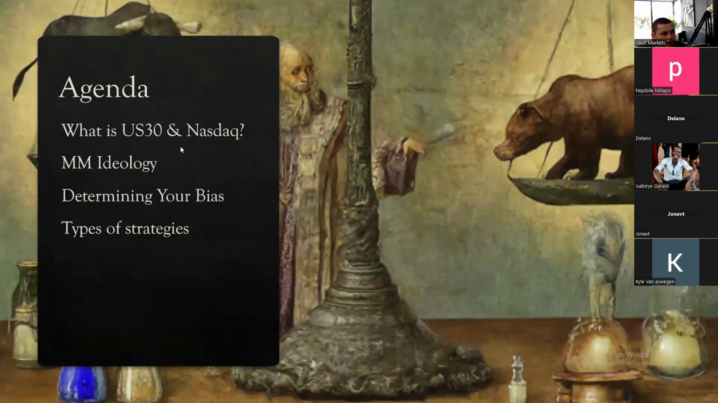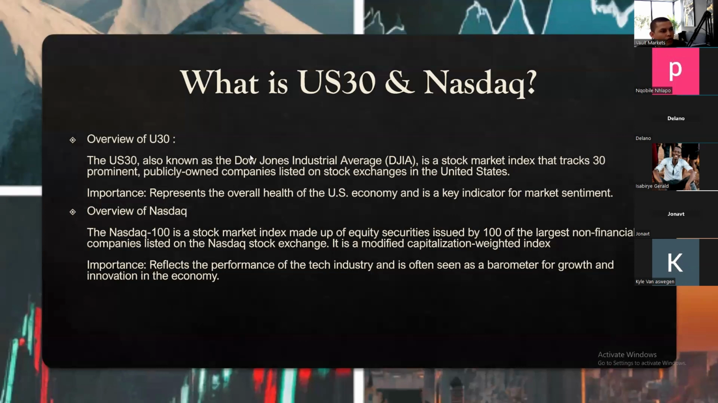Okay, so what is USDT and Nasdaq? So overview of USDT. USDT, also known as the Dow Jones Industrial Index, is a stock market index that tracks the 30 top performing publicly owned companies listed on the stock exchanges in the US. Hence, these US and Nasdaq equities are purely for US based companies. This is why we mainly see guys trading them in New York session when the volume comes in.